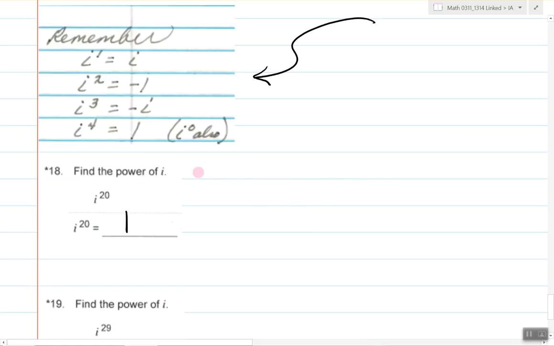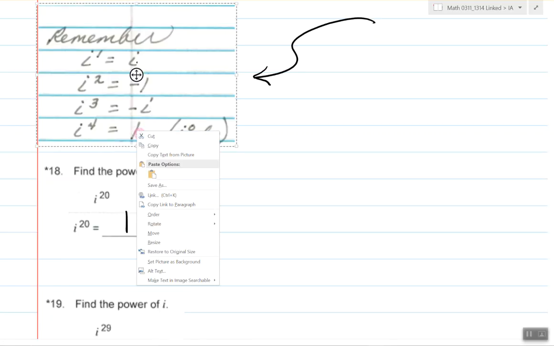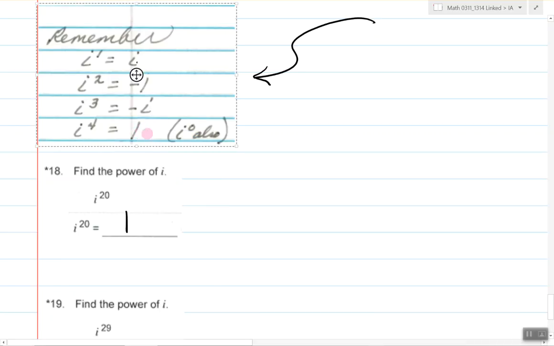Another way you could do it, and this is a very time-consuming way, I don't recommend it, but it will work, is to count to 20 using this pattern. You could say 1, 2, 3, 4, 5, 6, 7, 8, 9, 10, 11, 12, 13, 14, 15, 16, 17, 18, 19, 20. So i to the 20th is equal to 1.